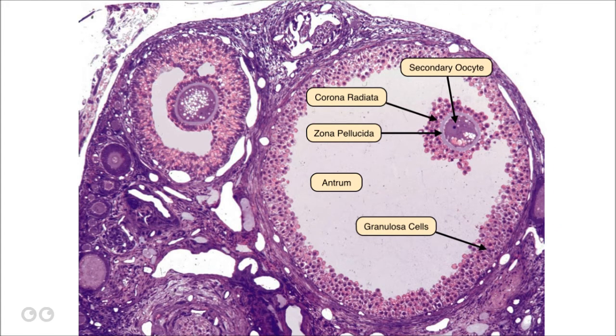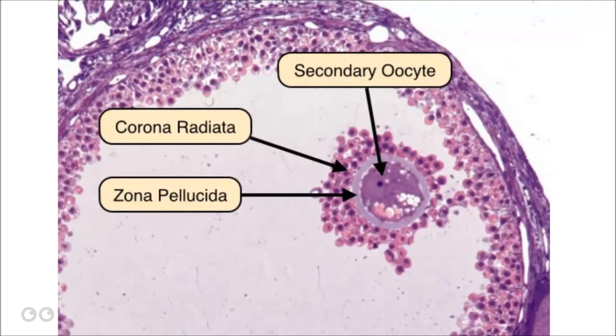It is made up of an antrum, which is a fluid-filled cavity that characterizes a mature follicle, as well as granulosa cells that are cuboidal epithelial cells that form boundaries around developing oocyte follicles in an ovary. This is a closer look at the secondary oocyte with its surrounding corona radiata and zona pellucida.